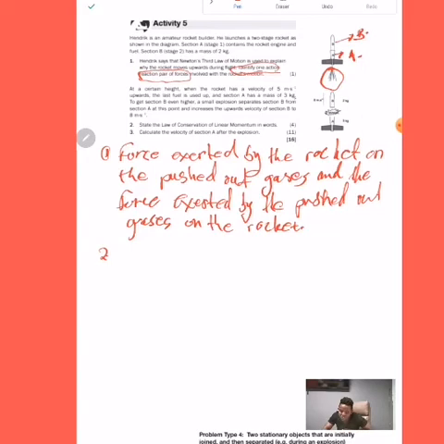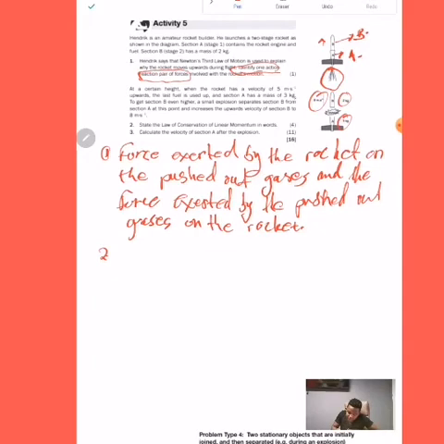So we get a notion that this rocket explodes, and then the last fuel is used up, and section B is pushed up much higher, and it reaches a velocity of 8 meters per second. Section B has a mass of 2 kilograms, and section A has a mass of 3 kilograms. And then it is said that we should first state the law of conservation of linear momentum.